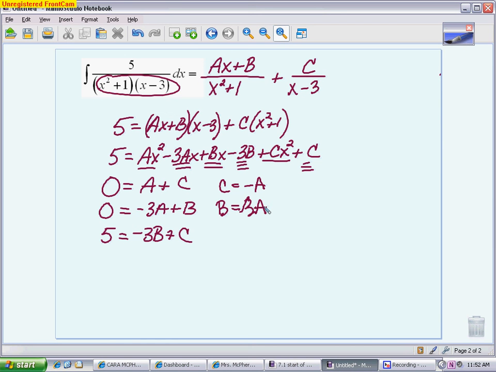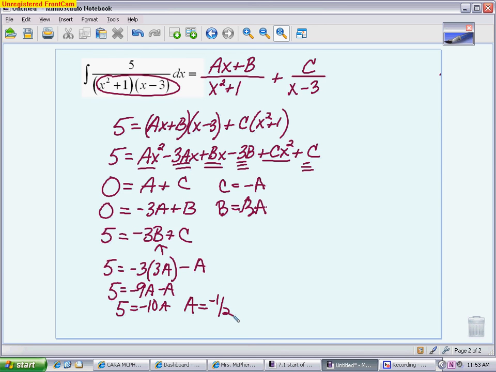And then I took both of those pieces of information and plugged them into the third line. So I wrote it as 5 equals -3 times 3a plus a -a, or minus a. So I get 5 equals -9a minus a. So 5 equals -10a. So a equals -1/2.